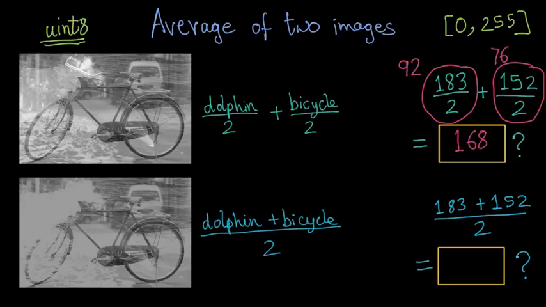In the second case, the addition is performed first, so 183 plus 152 is 335. But note that this number cannot fit in the unsigned int 8-bit range. The maximum value possible is 255, so this number gets truncated to the upper limit. The division proceeds as expected, and the result is 128. You can imagine that in a number of places, the pixel values add up to more than 255. In all these locations, you will only get 128 as the result. This is often less than the actual average of the two numbers.